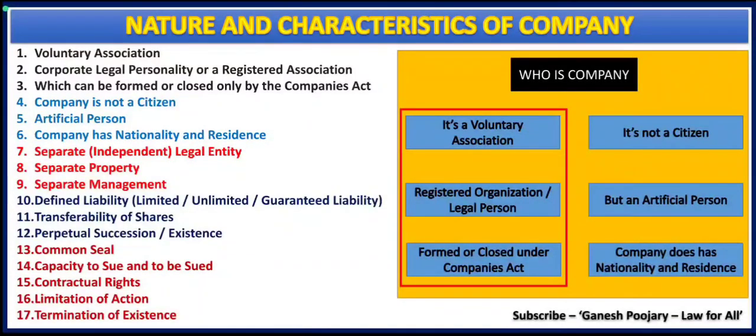This is the slide which we have already seen in our last presentation, where we have listed as many as 17 nature and characteristics of company, and further we have divided them under 3 headings. They are: who is company, scope of company, and how do they perform. Under who is company, we have listed 6 points, and we are discussing 3 of those in this video. That is, company is a voluntary organization, company is a registered organization or a legal person, and company is formed or closed under Companies Act. Come, let's discuss them one by one in the next 3 slides.